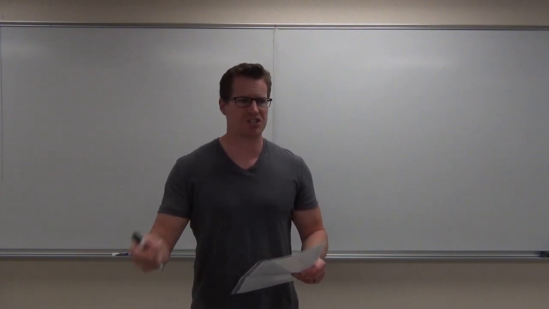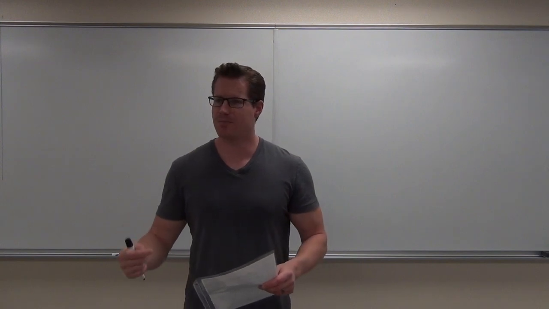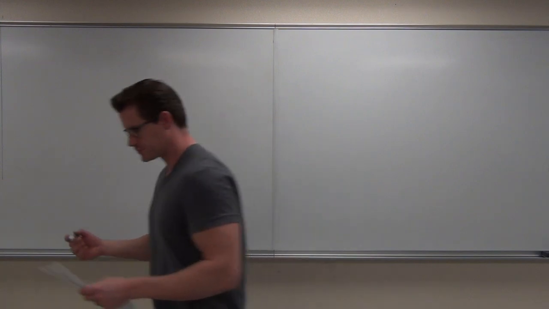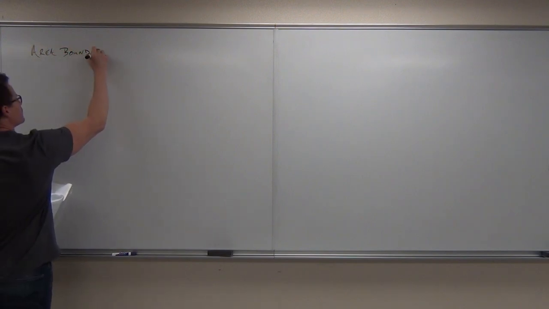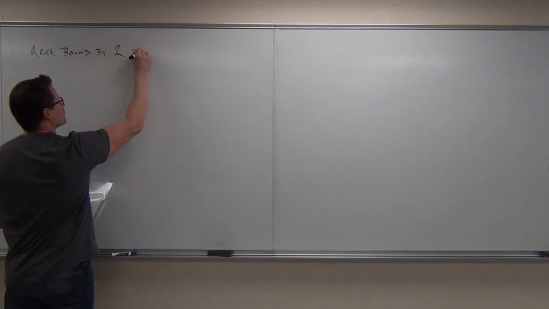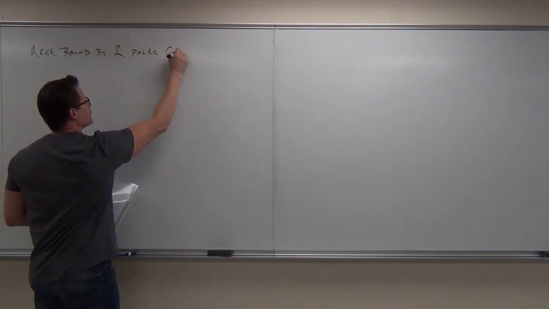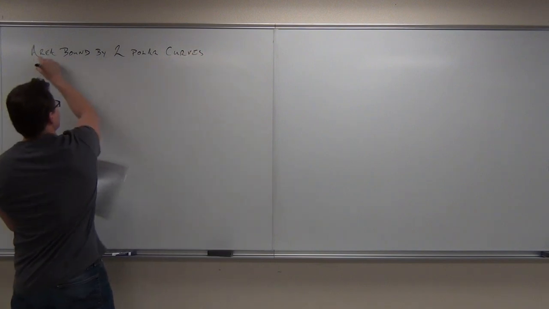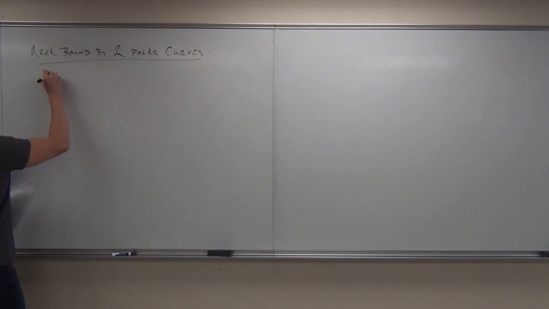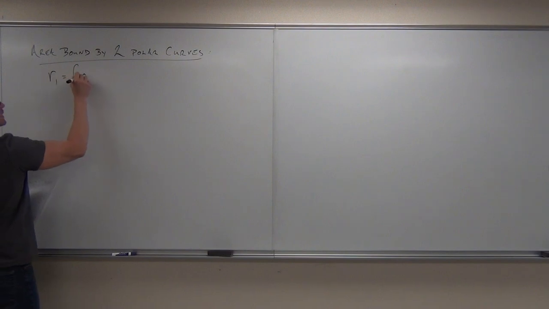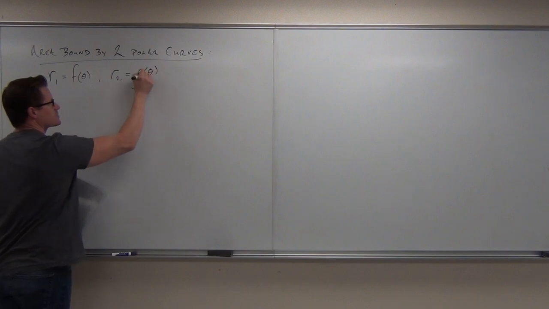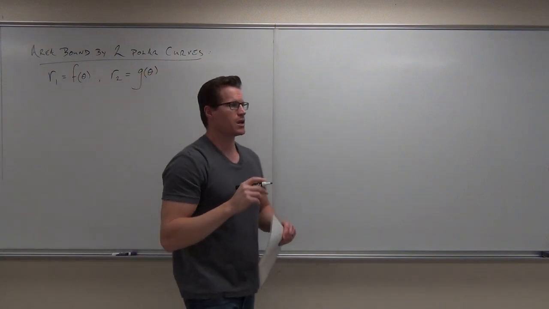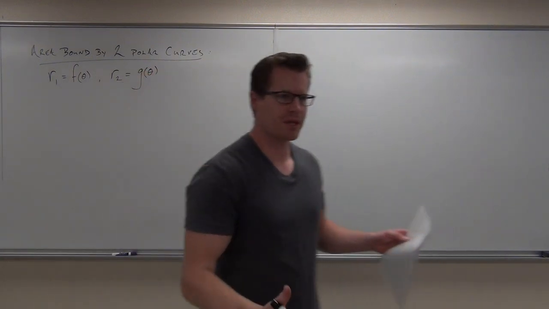Now what we're going to do is just extend that concept a little bit. We're going to find the area bound by two polar curves. So let's suppose that we got two polar curves. We have R1 equals f of theta, and R2 equals g of theta. Just two simple polar curves. And we're going to integrate these on a certain interval.